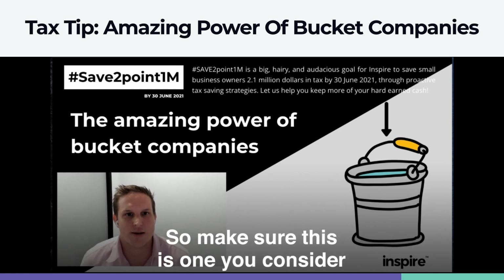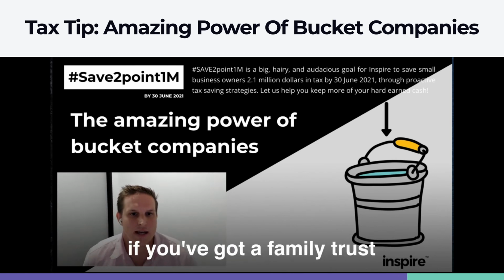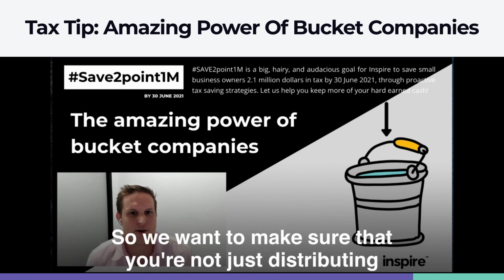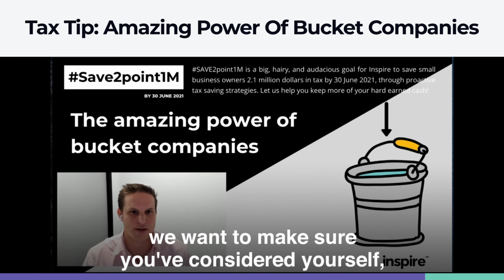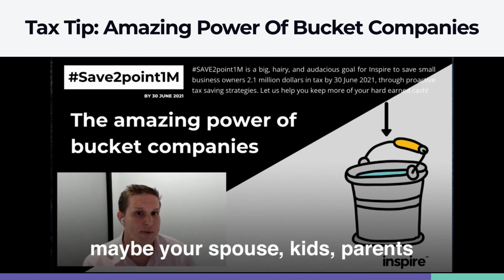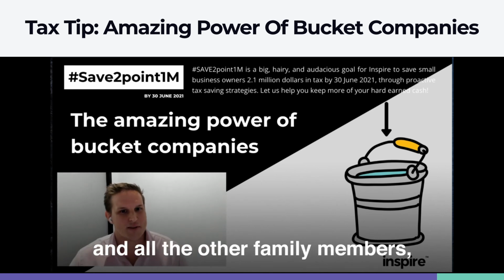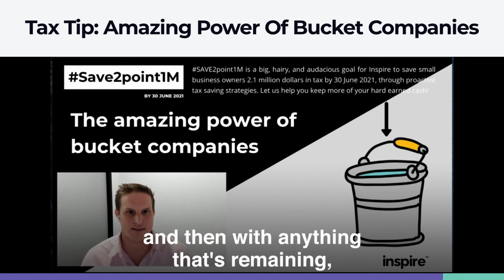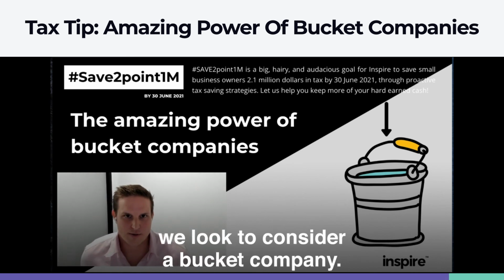So make sure this is one you consider if you've got a family trust, and there's a balance to it. We want to make sure that you're not just distributing to a bucket company first. We want to make sure you've considered yourself, maybe your spouse, kids, parents, all the other family members, and then with anything that's remaining, we look to consider a bucket company.